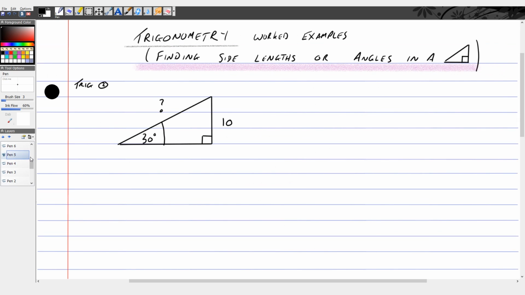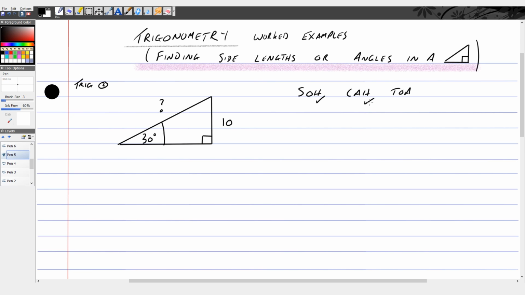So trig 2 example 2 for trigonometry, got a right angled triangle, you've got a 30-degree angle, you've got a side, and we've got a hypotenuse. We want to find out the hypotenuse. So what are the sides of interest? So you write SOHCAHTOA. We're interested in the hypotenuse.